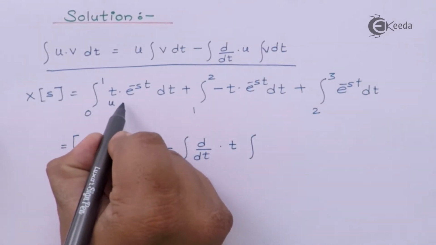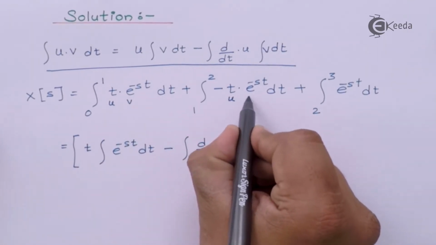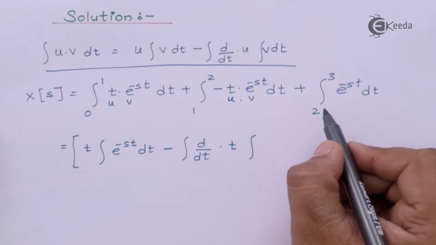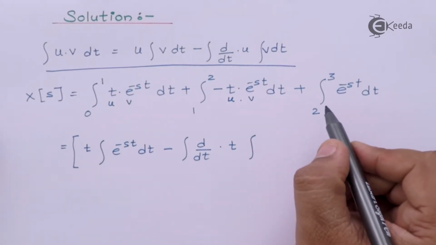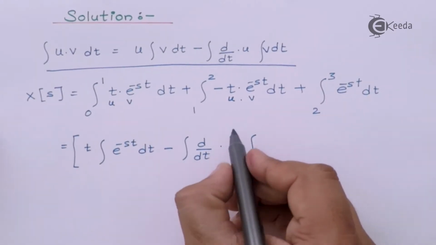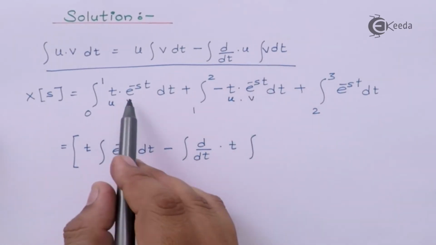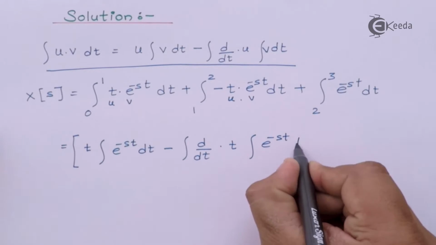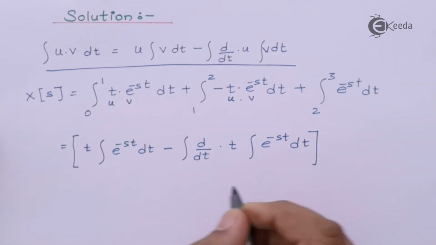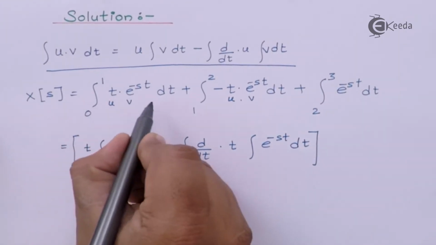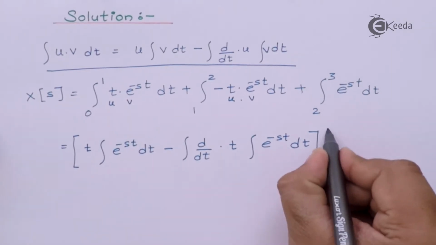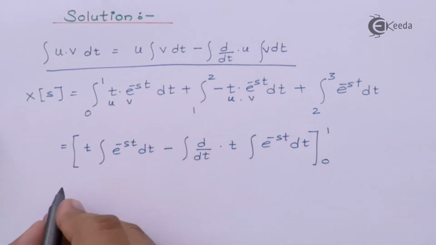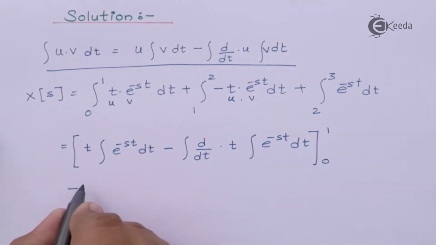This is my u, this is my v, this is my u, this is my v. And in the next part we have only e to the power minus st, so there is no use to apply the formula. Now look here. Now v is my e to the power minus st, so I am going to write here e to the power minus st dt. This is the formula for the first bracket, and I am going to write the integration limits. Now I will take the minus sign outside so that this term gets the minus sign first.